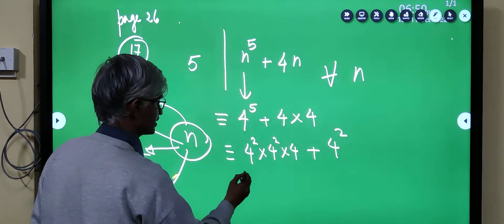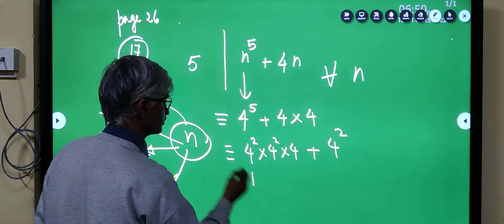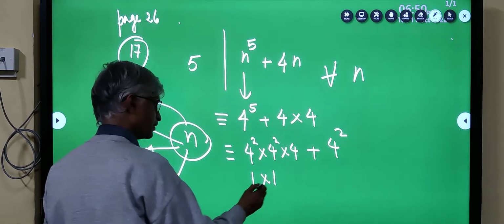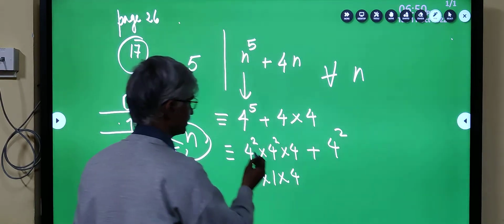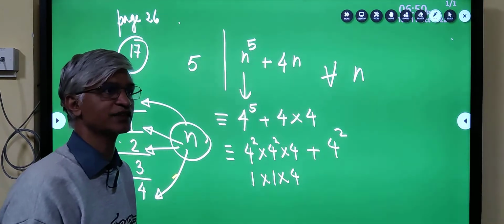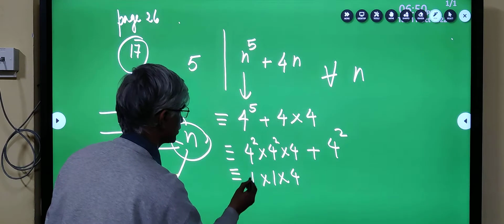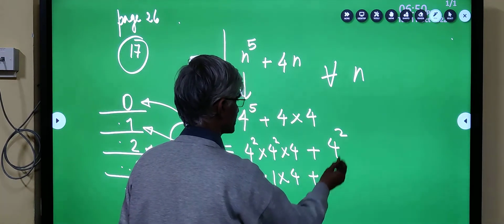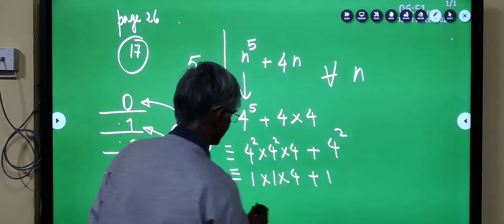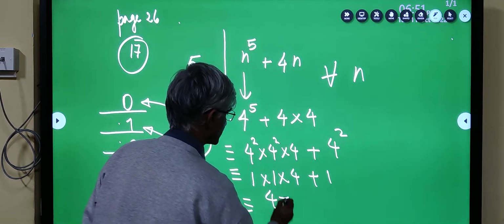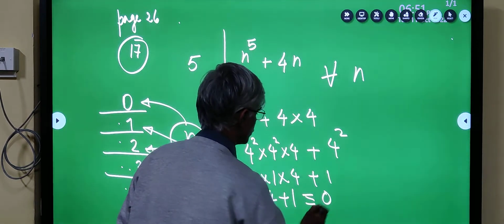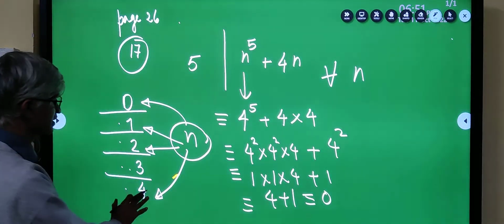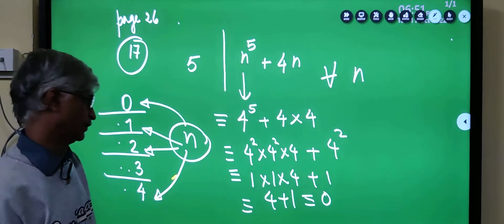Now 4 square is nothing but 1 into 1 into 4. Please remember, 4 square is 16. So 16 is basically a remainder of 1 when you divide by 5. So 1 into 1 into 4 plus 1, and this is nothing but 4 plus 1, which is the same as 0. 4 plus 1 is 5. We are dividing mod 5. So in all the cases, we've got a remainder of 0.